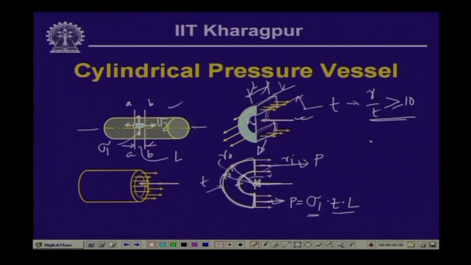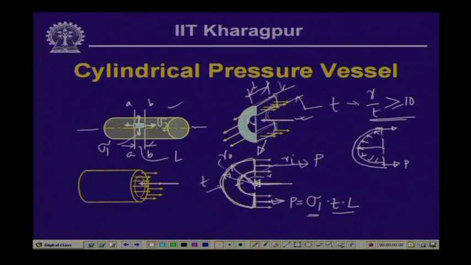One is, supposing we take this thin wall part and say that it is subjected to pressure from inside, and here we have P, here we have P, which is equal to sigma 1 times T times L.